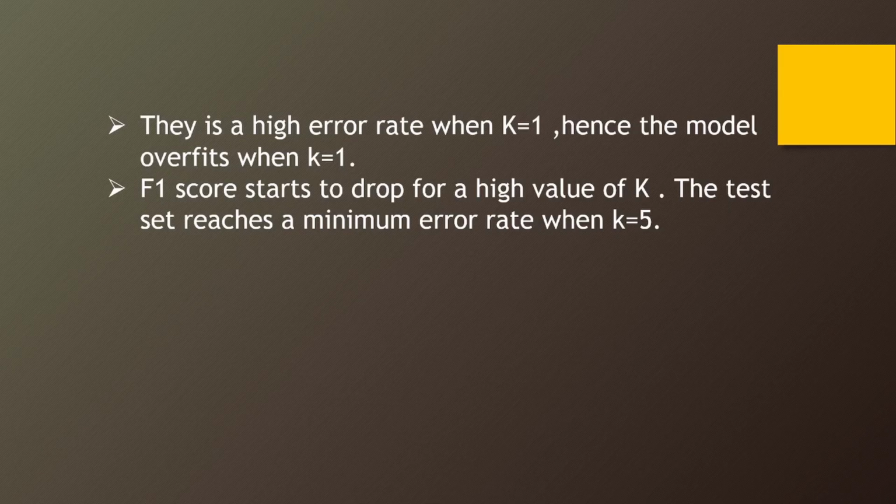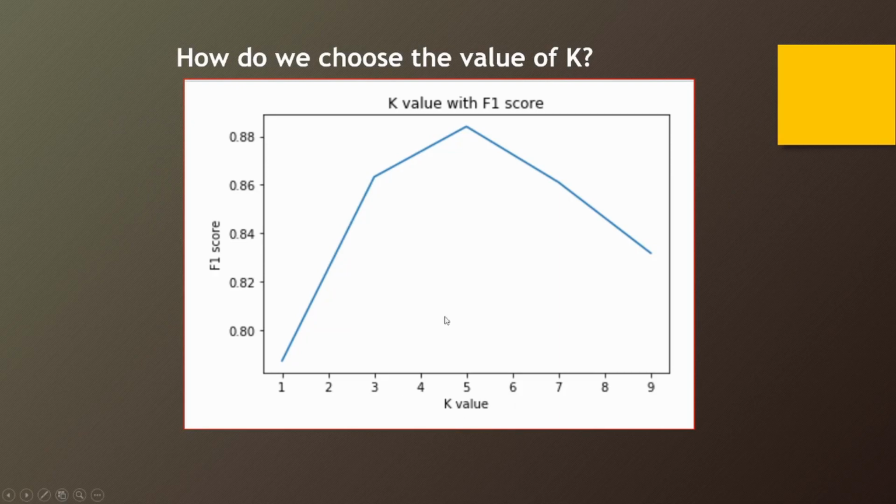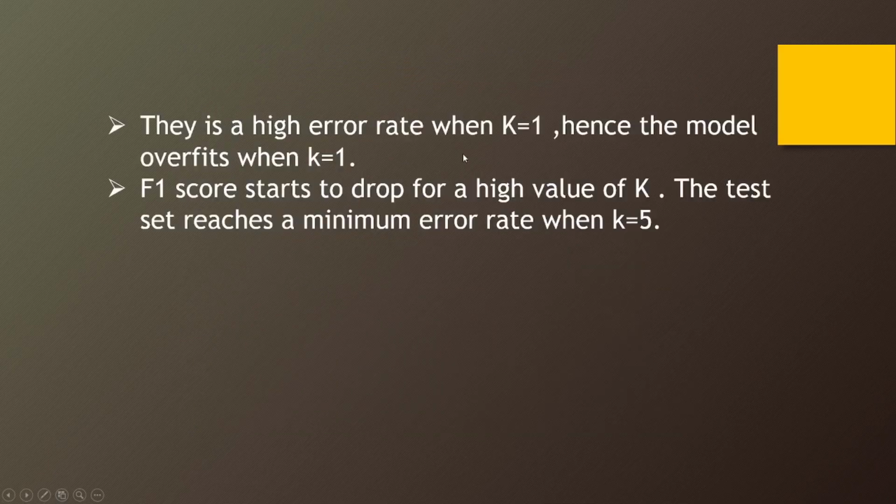As we saw, the f1 score starts to drop for a higher value of k. The test set reaches a minimum error rate when k is equal to 5. As you can see, the accuracy increases when k is equal to 5, which means that it reaches a minimum error rate when k is equal to 5.